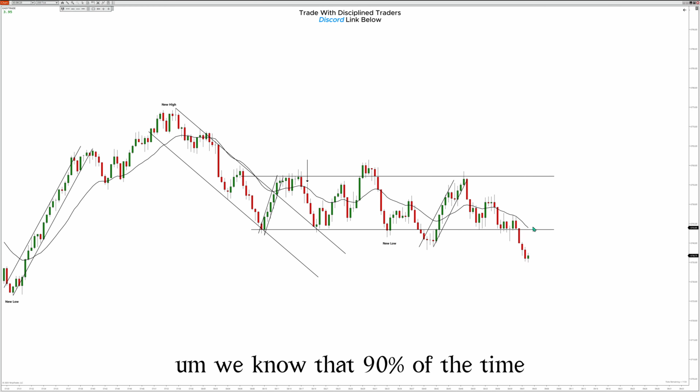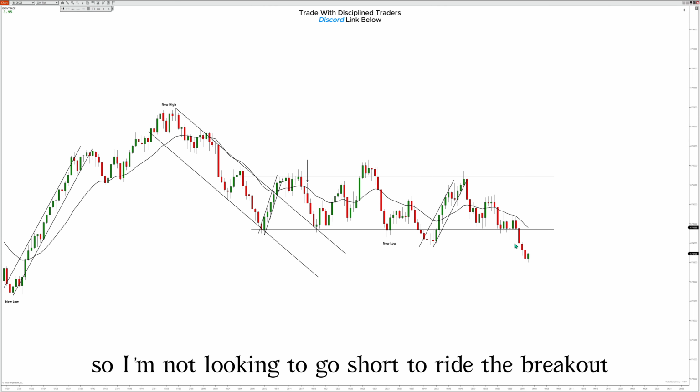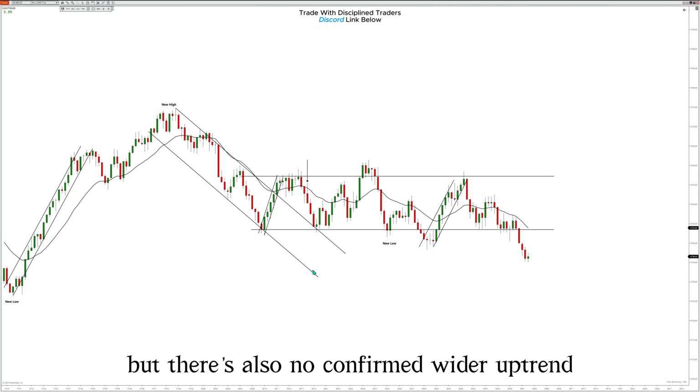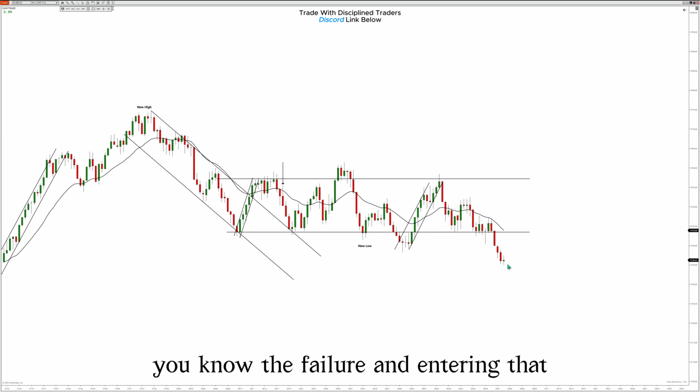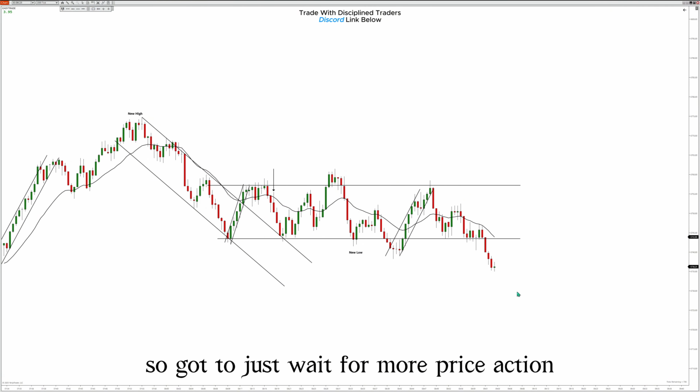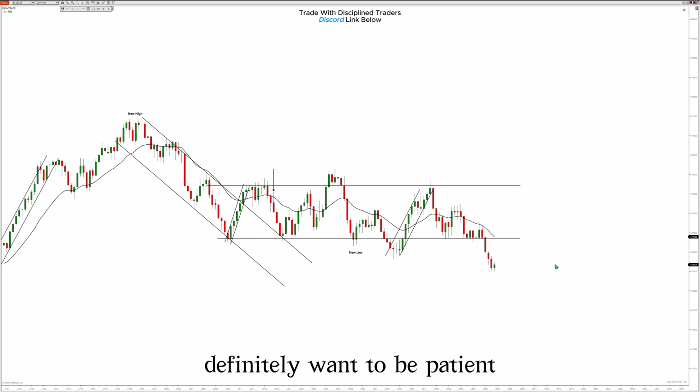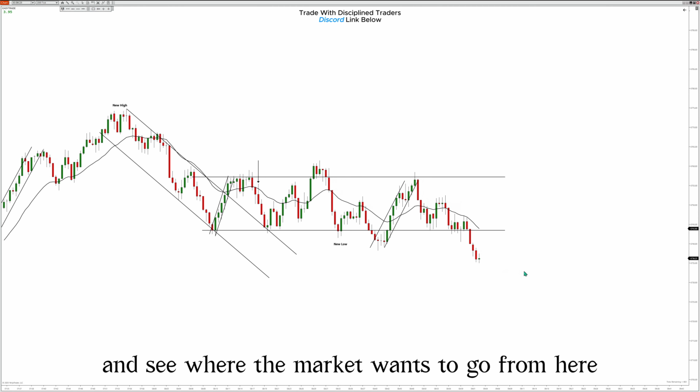We know that 90% of the time breakouts fail, so I'm not looking to go short to ride the breakout, but there's also no confirmed wider uptrend or anything like that. And I don't want to be taking the failure and entering that. So gotta just wait for more price action. Definitely want to be patient and see where the market wants to go from here.